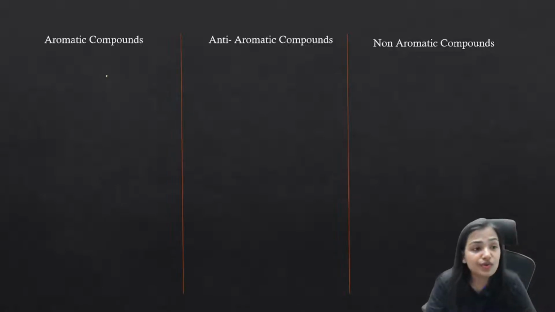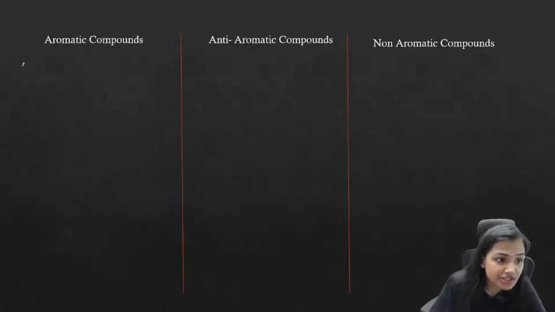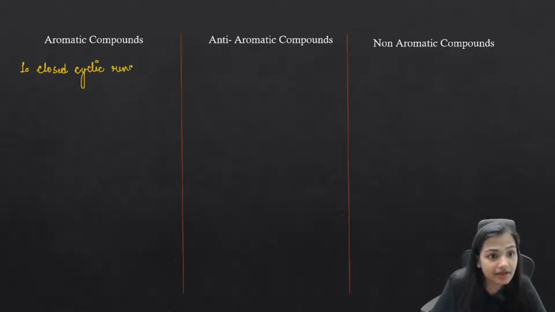Guys, if we need to focus on the aromatic and the anti-aromatic compounds, I will be giving you very simple points by which you can relate and by which you can distinguish between the three. So the first condition that we have to see for the aromatic compounds is that the compound has to be a closed cyclic ring. This is the point.